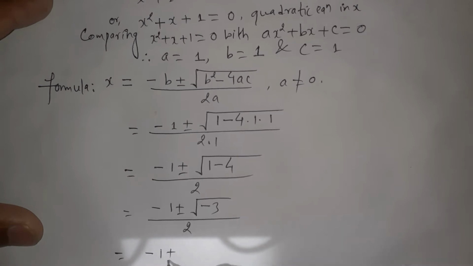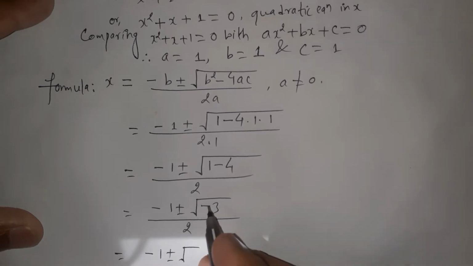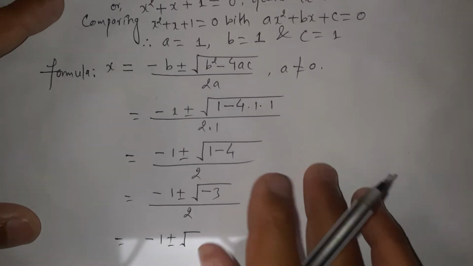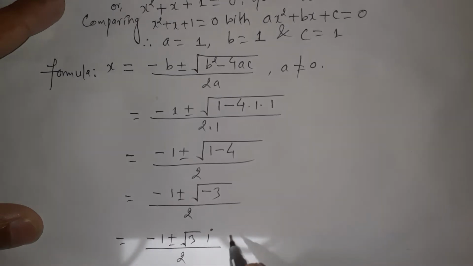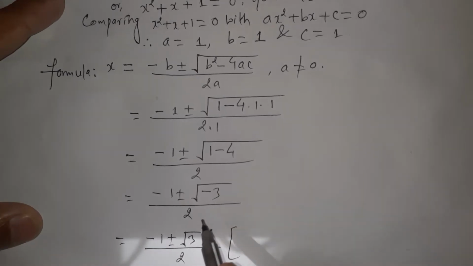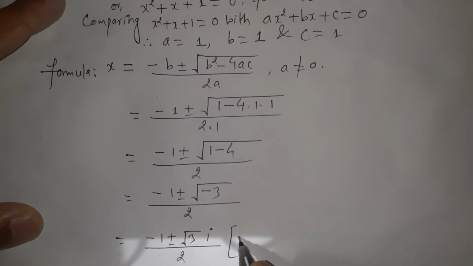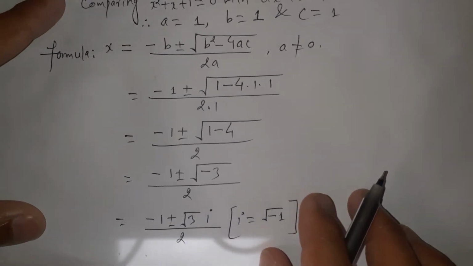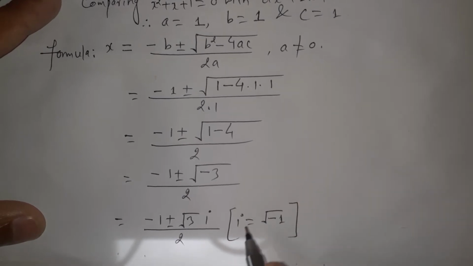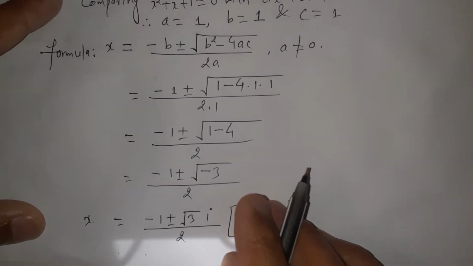So it is negative 1 plus or minus square root of negative 3, and this can be written as square root of 3 times i, divided by 2. Here the square root of negative 3 can be written as square root of 3 times i, where the value of i is the square root of negative 1. So it is the imaginary unit in complex numbers. We already defined this. Please remember the point: i is always the square root of negative 1. So we do the simplifications here and change the value of x in terms of i, where i is the imaginary unit.